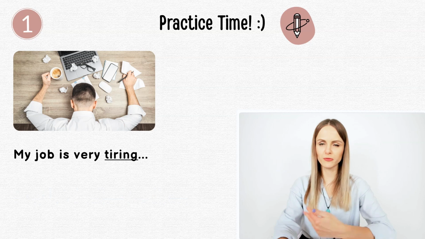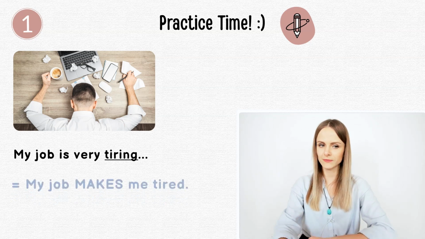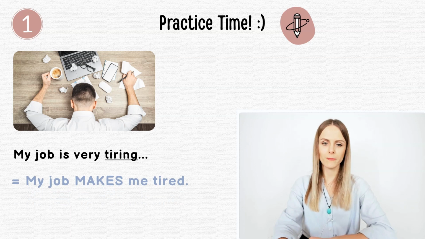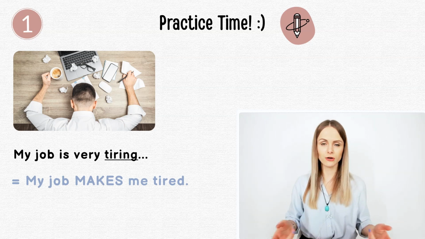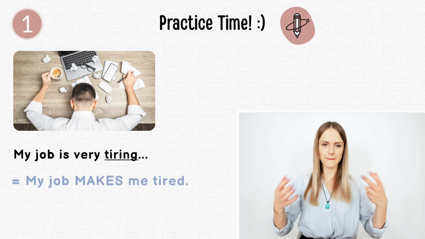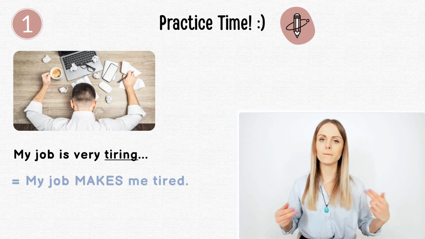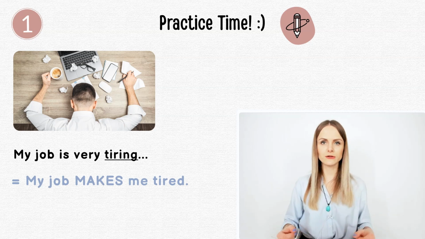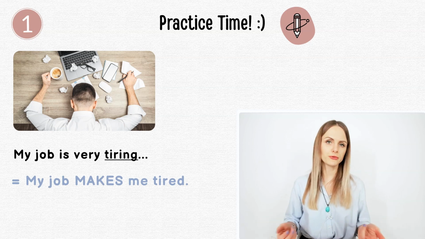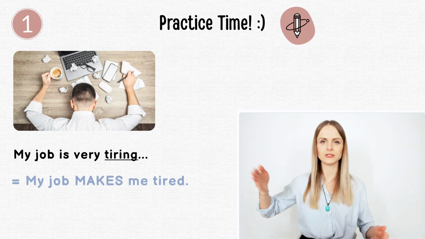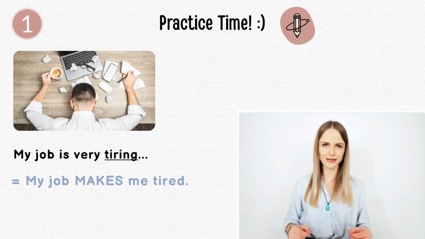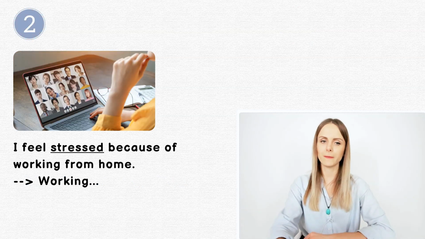Okay, I hope you've paraphrased this sentence. So let's check the answer. You know, my job makes me tired. So you could, of course, say my job is very tiring, or you can simply say my job makes me tired. Męczy mnie. So actually there is no different verb to use here. Męczyć kogoś. You need to say make somebody tired. It makes me tired.